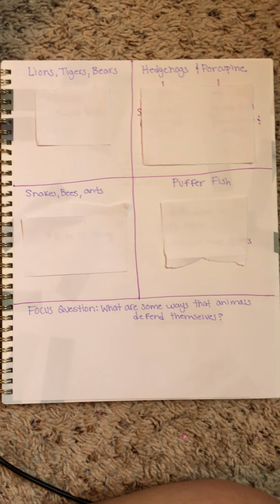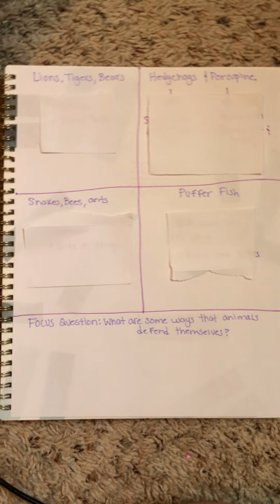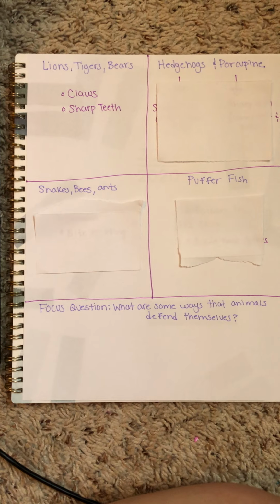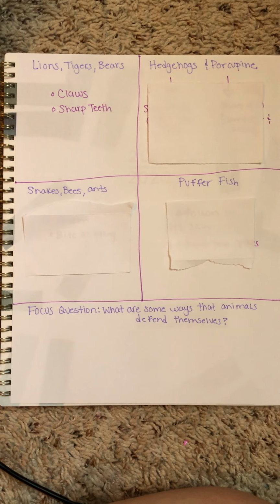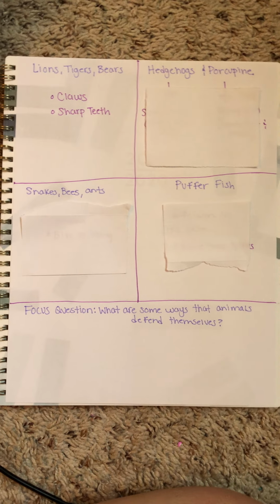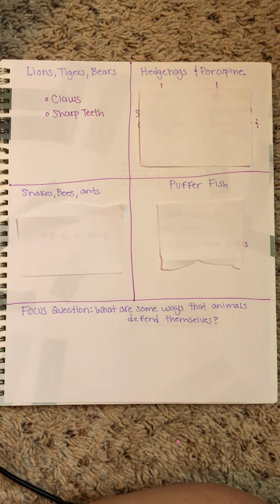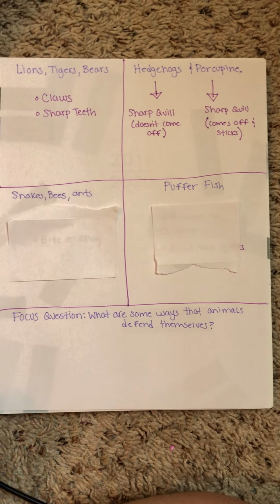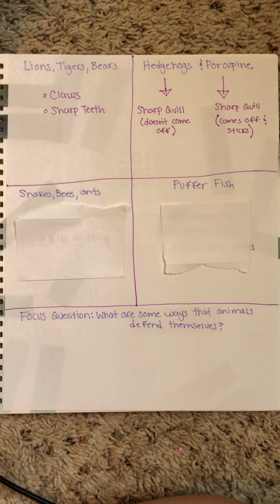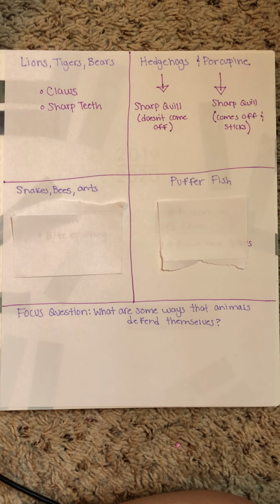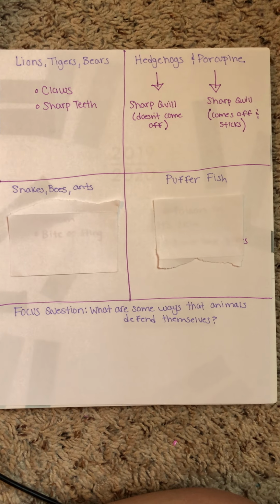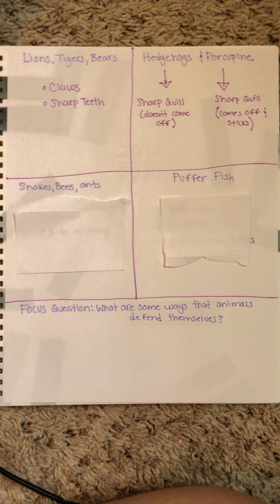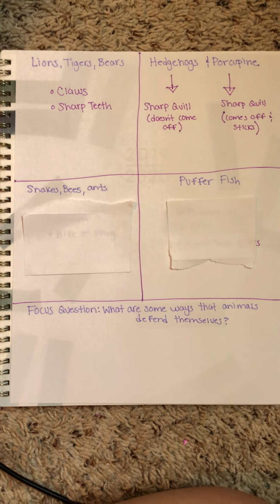So the first one was lions, tigers, and bears. The way that they defend themselves is with their claws, and they have sharp teeth. So that is how they are going to defend themselves. The next one is hedgehogs and porcupines. Hedgehogs have a sharp quill, but it doesn't come off. Porcupines also have a sharp quill, but when they use it, it comes off and sticks to anything that is trying to get to them.